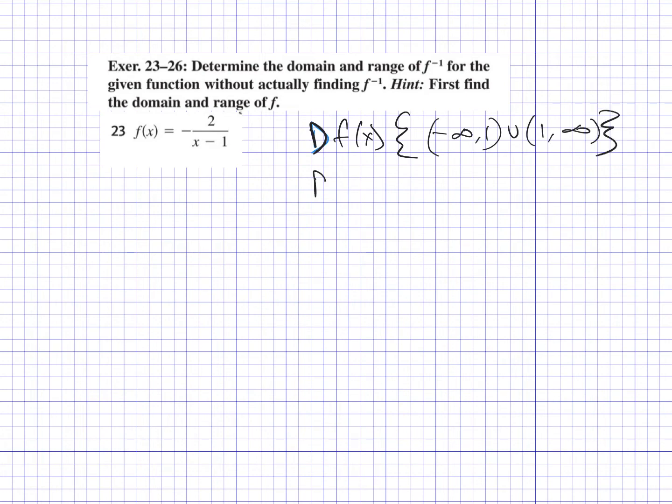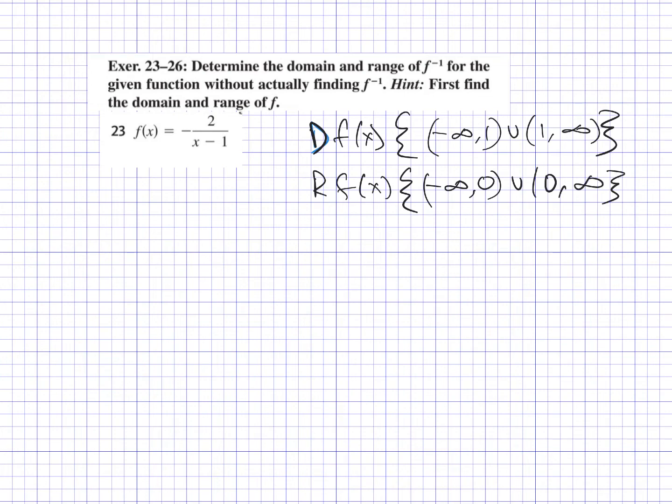All right, well, what's the range of f of x? Okay, the range of f of x, what's happening in this? Remember, you have a horizontal asymptote at 0. So the x-axis is the horizontal asymptote. So it's all real numbers except for y equals 0. So the range is negative infinity to 0, union with 0 to positive infinity.